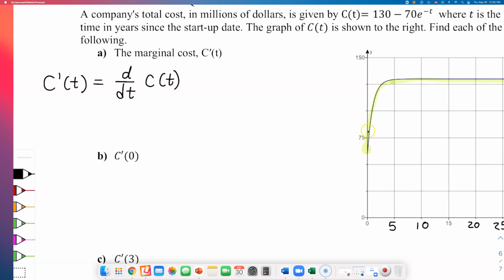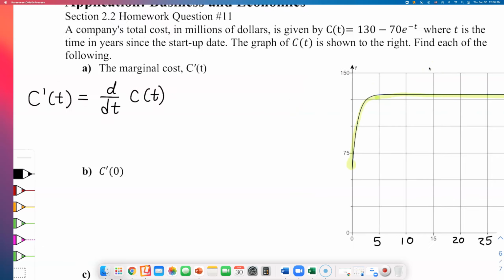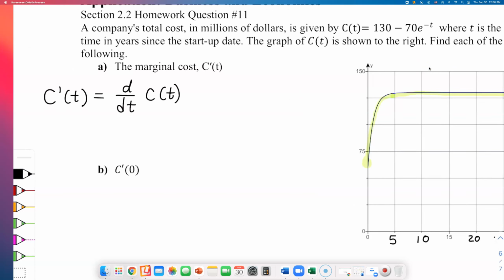In the beginning it's increasing, so we're expecting to see a positive number. But after 5 years, I don't think the cost is going down. I think it's just about the same, a constant flat line. So after year 5, I'm expecting the marginal cost will remain close to 0, because it's not going up or down. So that's what marginal cost is. What's the change in cost per year? As we go from year 0 to year 1 or year 1 to year 2, how is the cost changing?